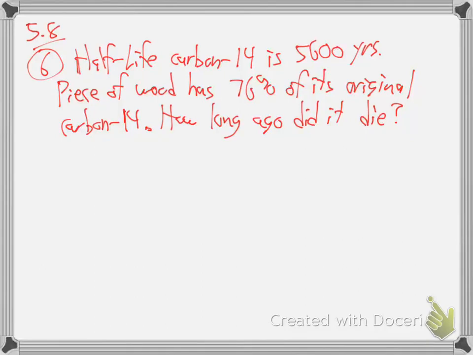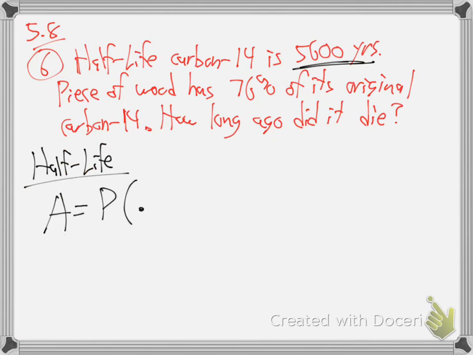We are going to do carbon dating. I'm sure you've heard of carbon dating. Basically, we have two formulas that we use. For half-life, and this one's telling us the half-life, 5,600 years. For half-life problems, we're always going to use A equals P times 0.5 to the T over the half-life. So I want to give you that formula.